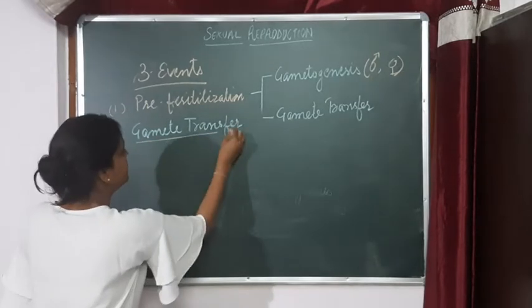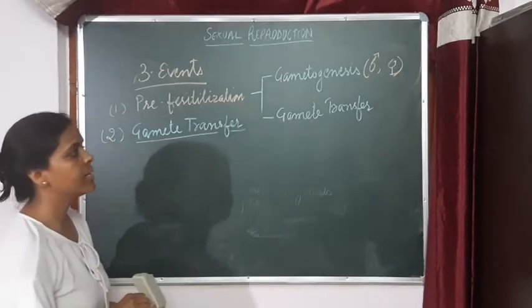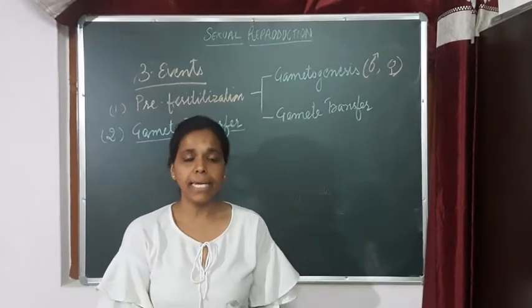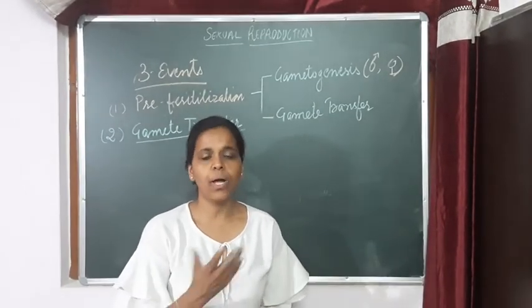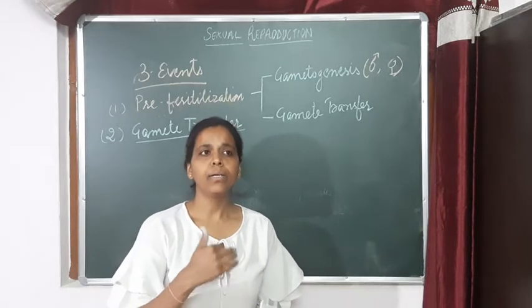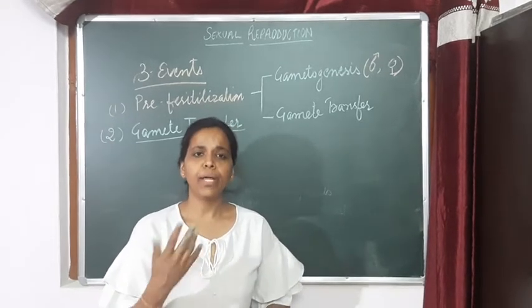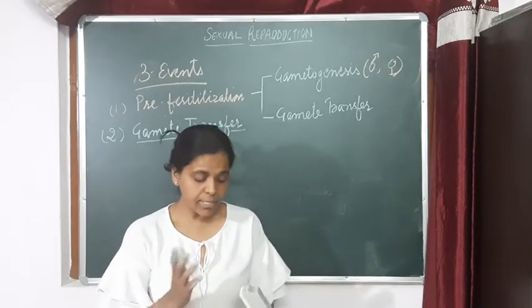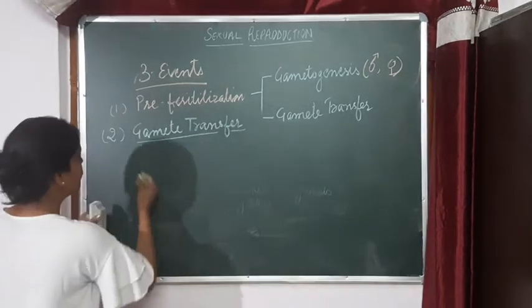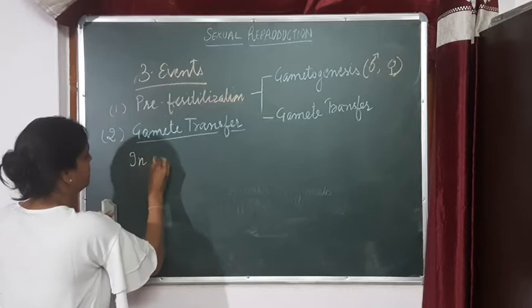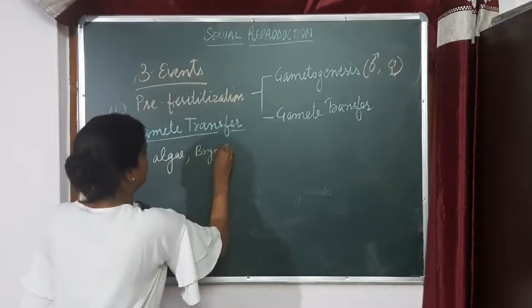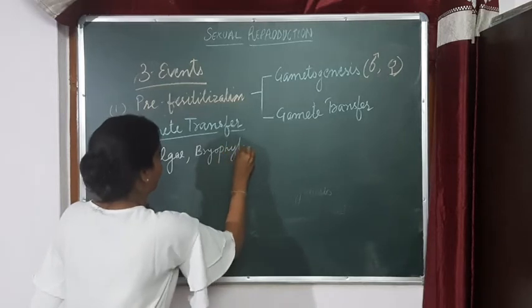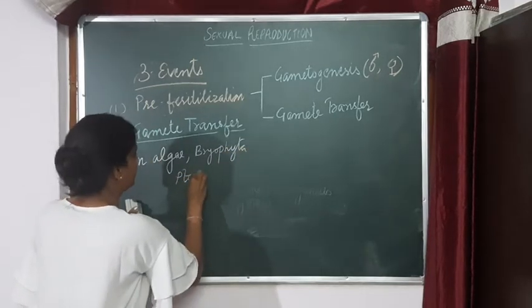The transfer of gametes is again variable. It varies among plants, like in lower plants, in algae, bryophyta, and pteridophyta, right? So I am starting with, suppose, algae, bryophyta, and pteridophyta, right?